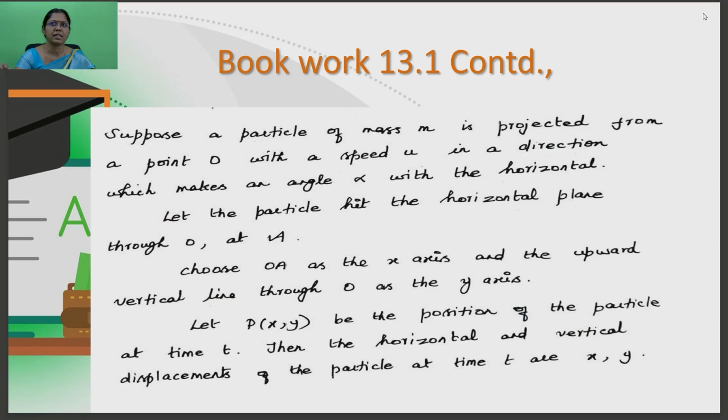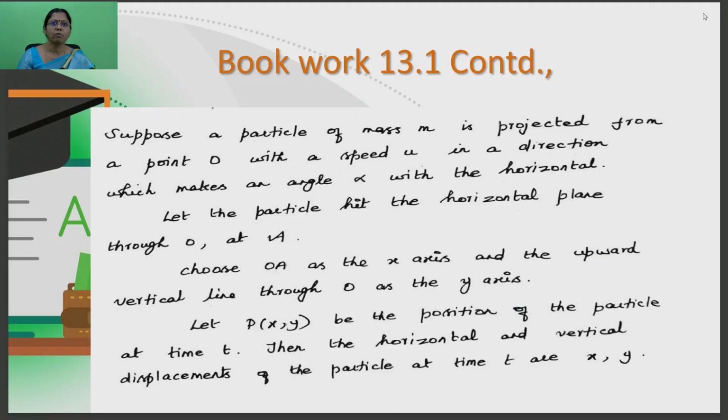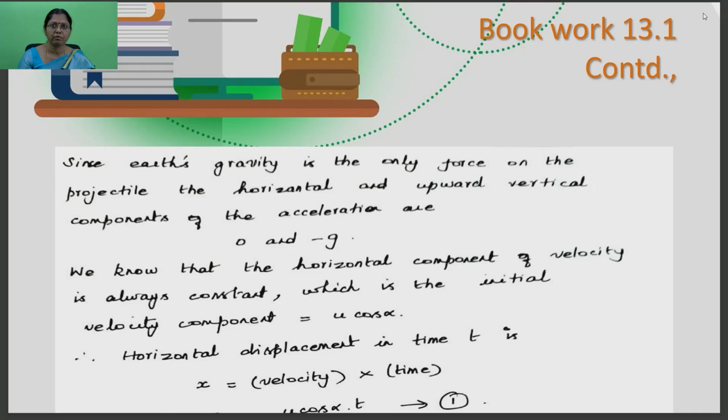Suppose a particle of mass m is projected from a point O with a speed u in a direction which makes an angle alpha with the horizontal. All that I have explained using the diagram itself. Let the particle hit the horizontal plane through O at A, and OA is nothing but our horizontal range. Choose OA as the x-axis and the upward vertical line through O as the y-axis, as shown in the figure. As I told you, P is any point at time t. Then the horizontal and vertical displacements of the particle at time t, x and y, we need to find out.